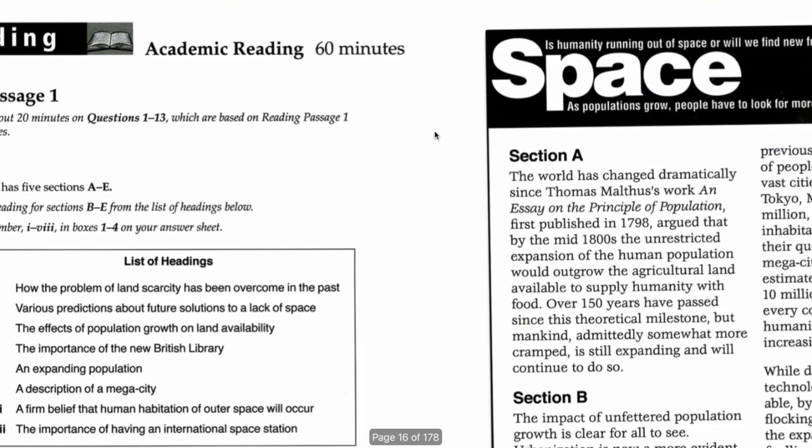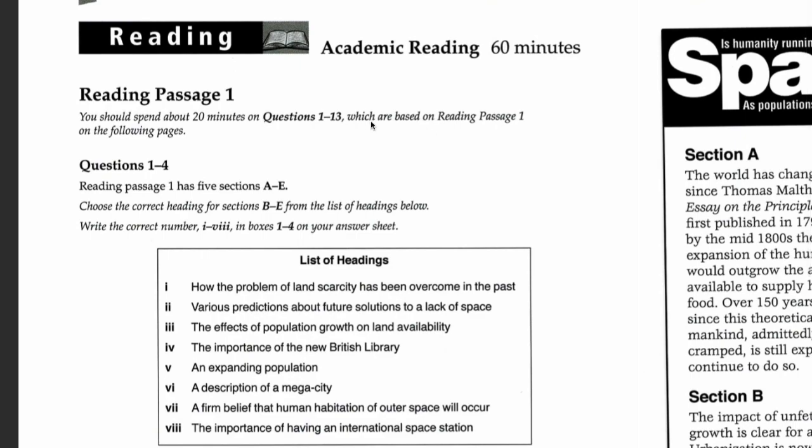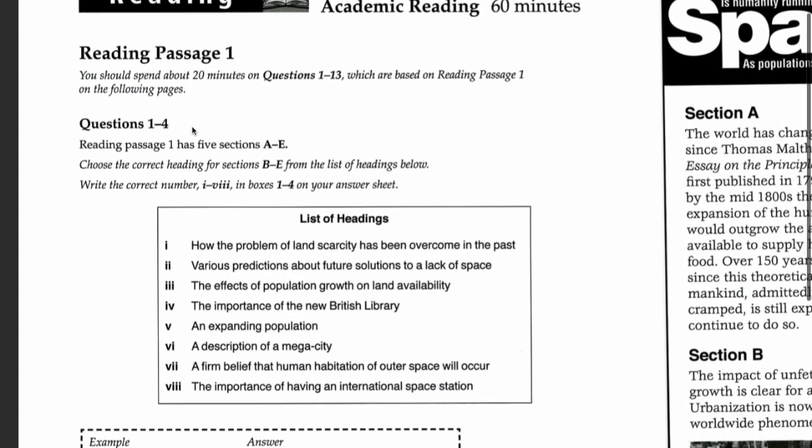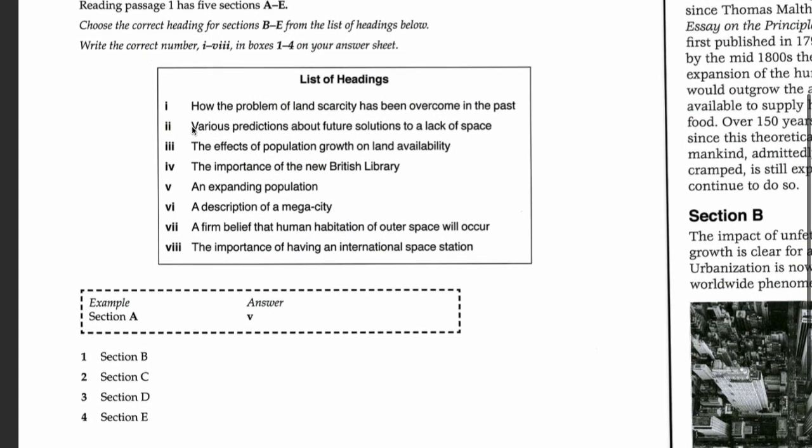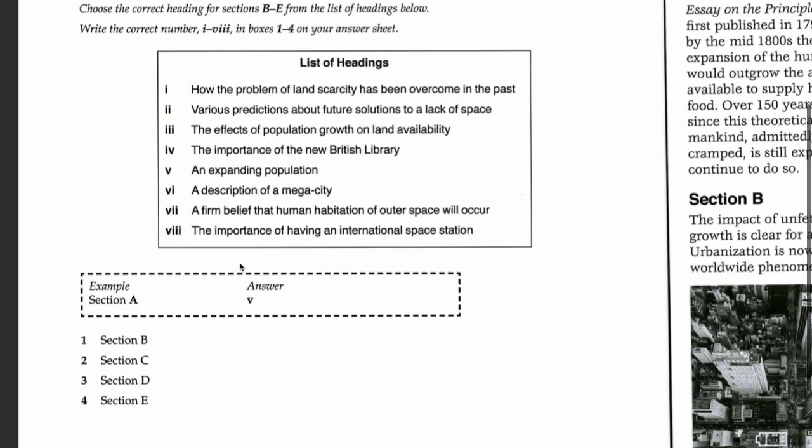After reading the title, you have to read the instructions of the question very carefully. So now as you can see, I'm solving paragraph headings, in which you have to match paragraphs given in the form of sections with the most suitable headings from the given list. Here one example has already been done for you. That is section A paragraph, and its answer is the fifth part, that is an expanding population.